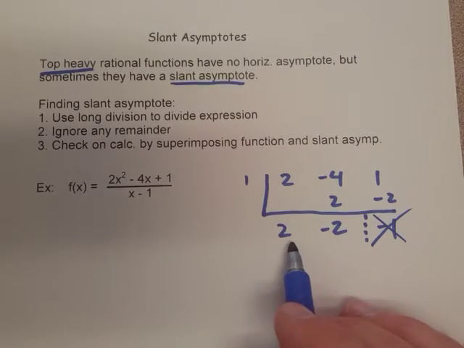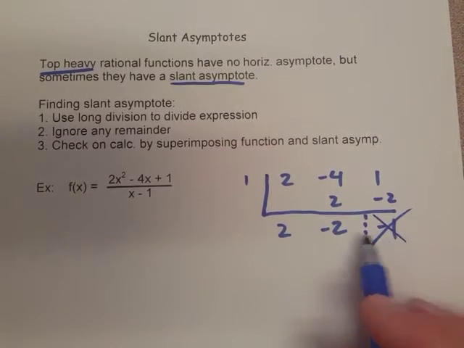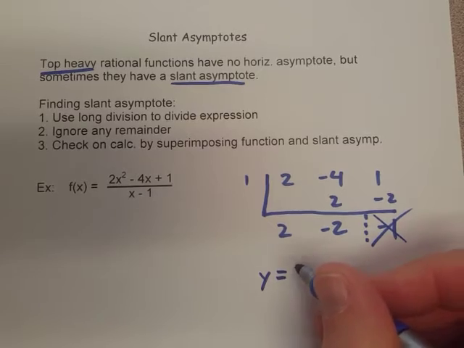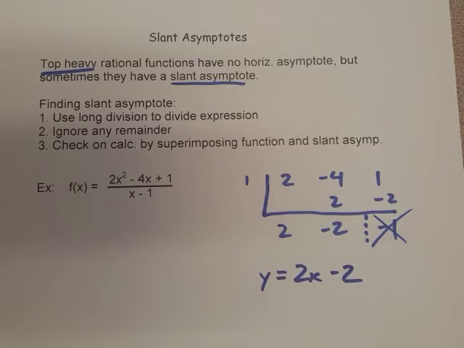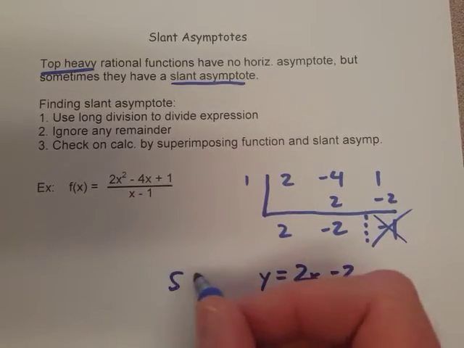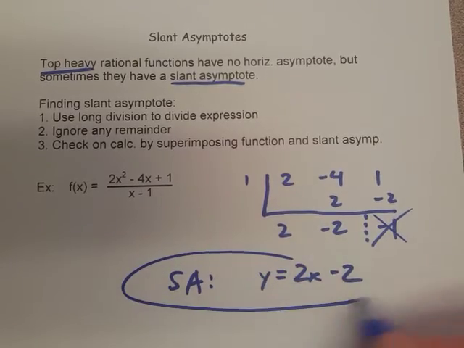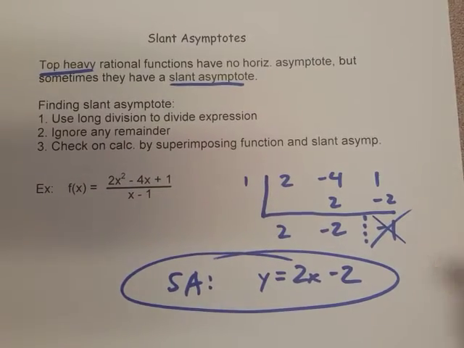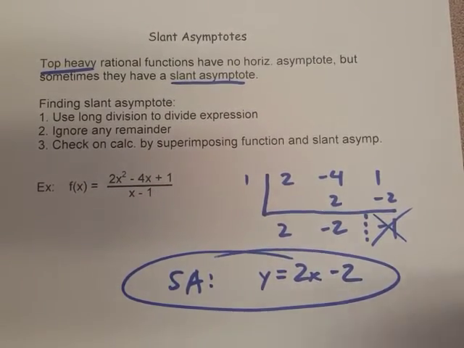Now what this represents is, well, this is the constant, this is the x, and so now we are talking about y equals 2x minus 2. That's going to be our slant asymptote. It's just divide and ignore the remainder. Now step 3 I do have on here is superimpose the function and the slant asymptote. I think it's a good idea to do that.